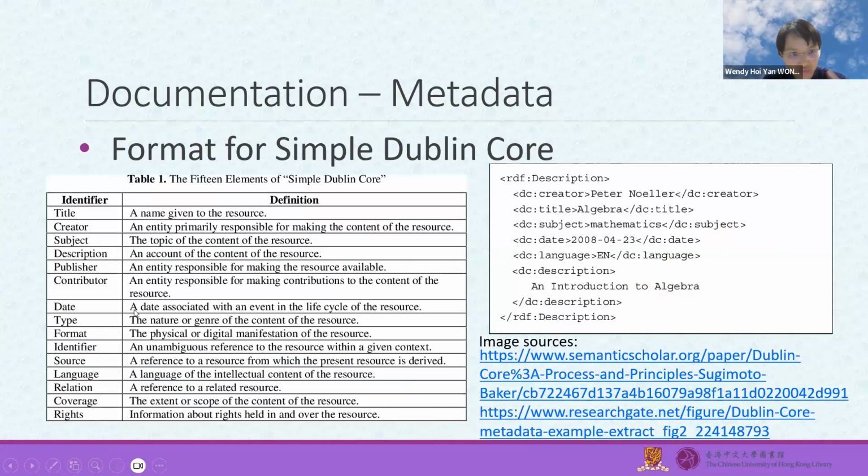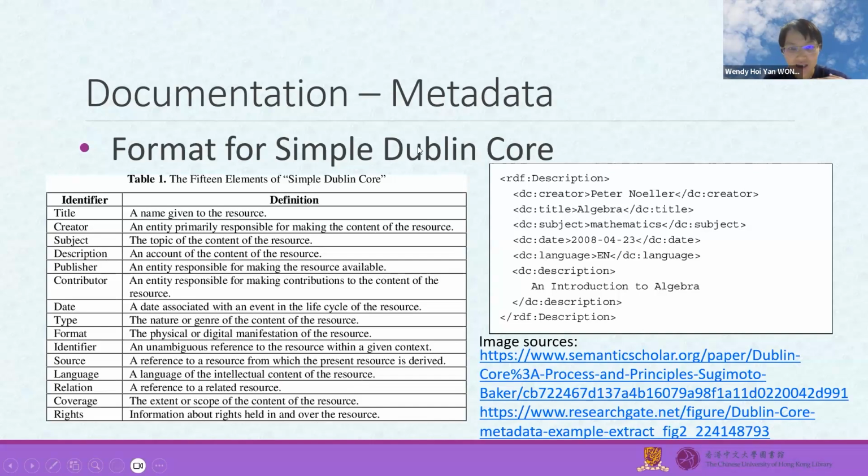In fact, at the front end, you are asked to provide the data, the title, the creators, the subjects, and so on and so forth. But at the back end, it is derived into some machine-readable formats. That is the JSON format, and this is the machine-readable format. And for this, it is the simple Dublin Core metadata standard.